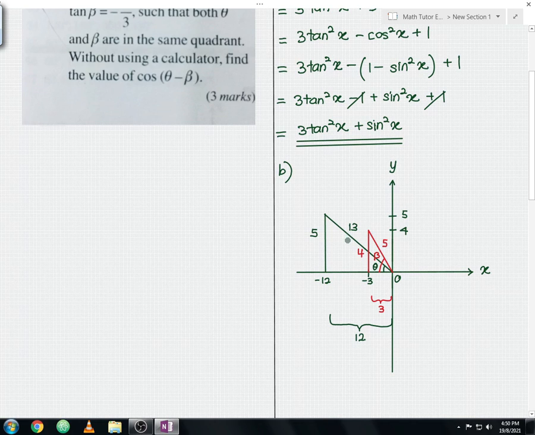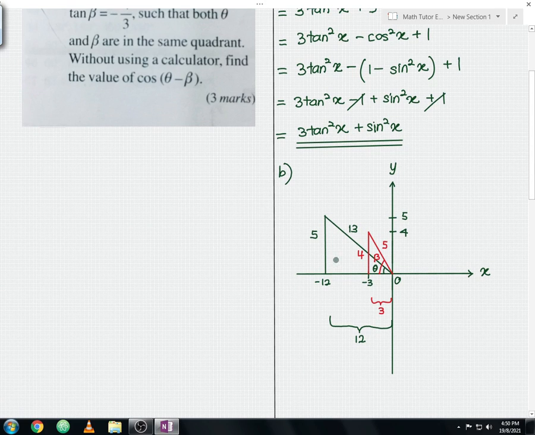From here you need to find the length of the hypotenuse. How to find the length of the hypotenuse is very simple. Your horizontal distance is negative 3 and your vertical distance is 4. So you do 3 square plus 4 square and then you square root it. When you square root it, you should get the length of the hypotenuse is equals to 5. Basically you need to use the Pythagoras theorem here as well.